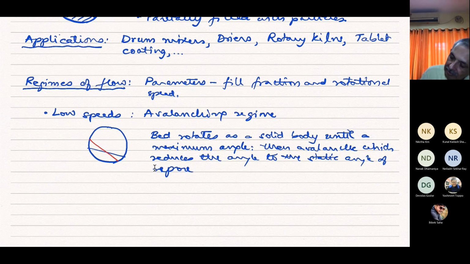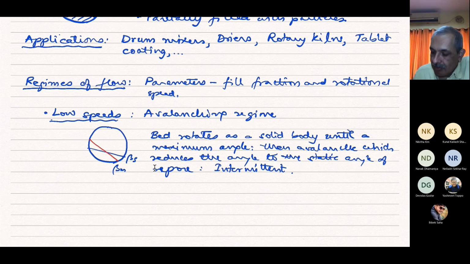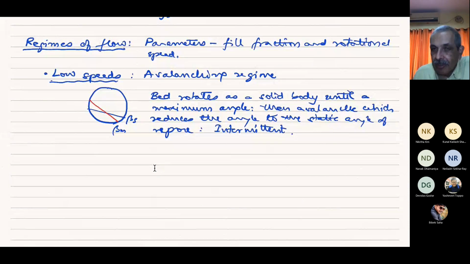So then there are these two angles, let's say theta, I'm using beta over here, no? Beta S and beta M. These are the two different angles of the surface, and the flow is what you might call an intermittent flow. So there's no flow, and then suddenly there's an avalanche and it goes back to its original. So this is what you have at low speeds.